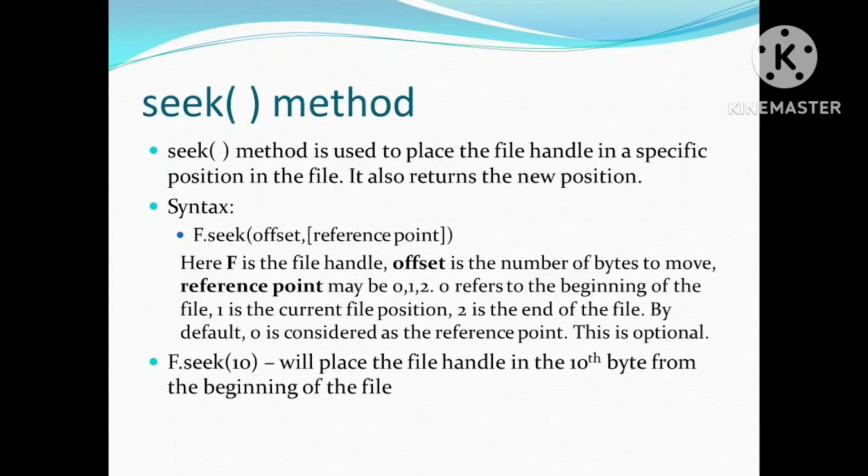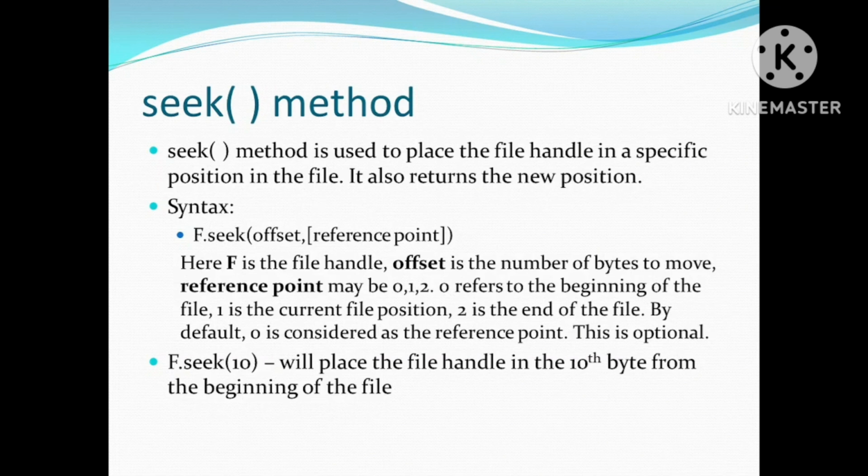Before we start writing the programs, you should know what is the purpose of the seek method. The seek method is used to place the file handle in a specific position in the file because we are going to learn updation. To update a particular record, first you have to place the file handle in that particular record and then update the content. In order to do that, you have to learn the seek method.